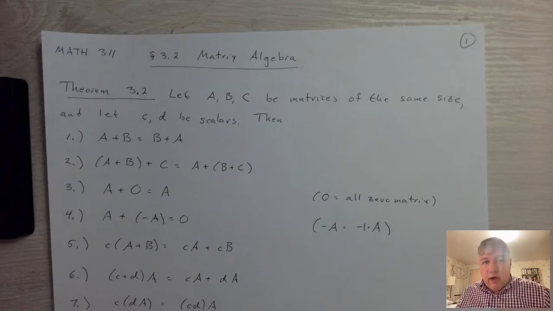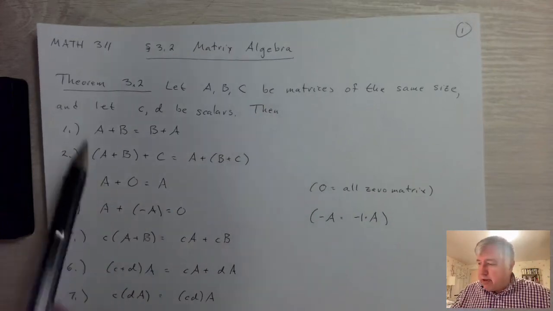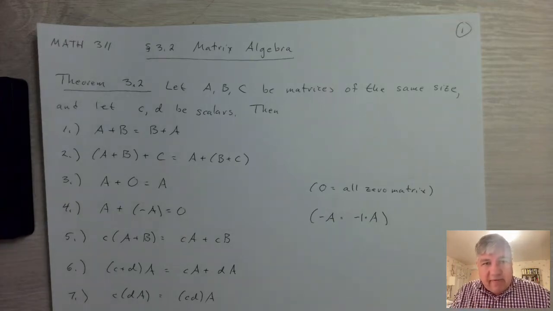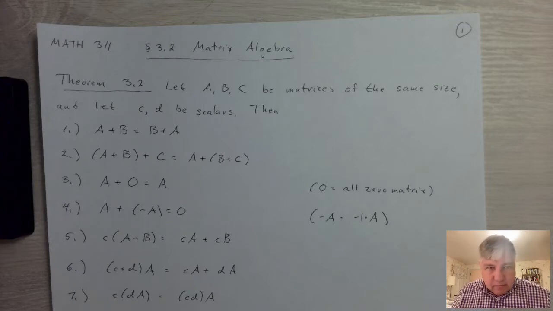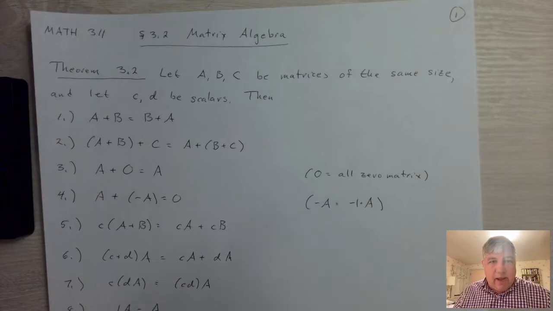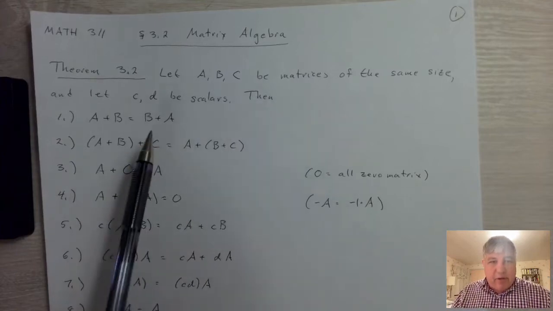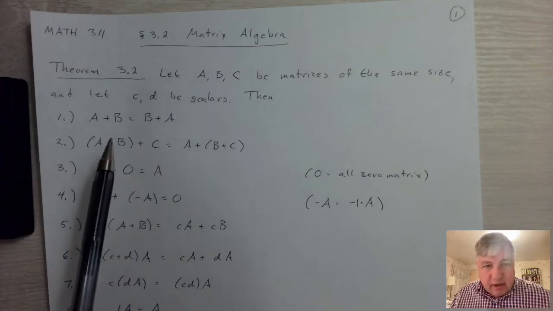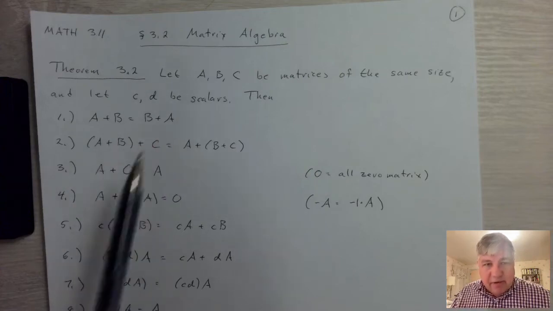I'm labeling these theorems because that's how they appear in the book. So for this first one, Theorem 3.2: if A, B, and C are matrices of the same size, that means the same number of rows and the same number of columns, and if c and d are scalars or real numbers, then we have the following. We have A plus B is equal to B plus A. In other words, matrix addition is commutative.